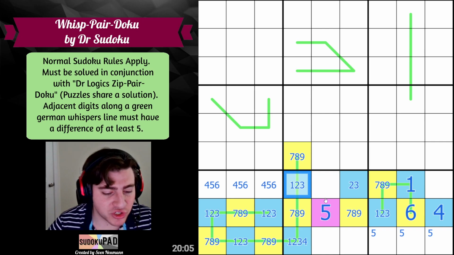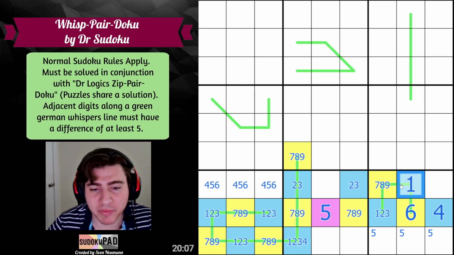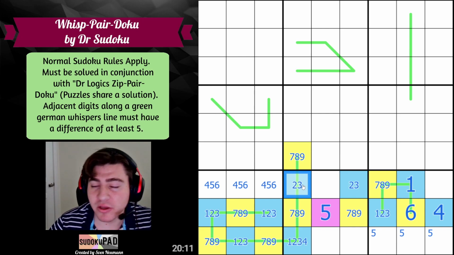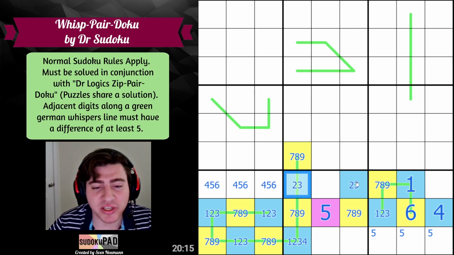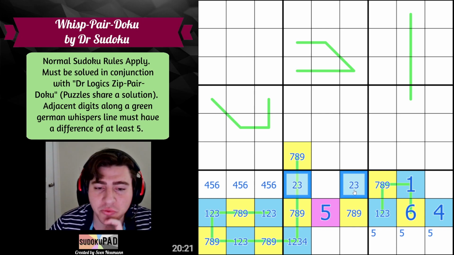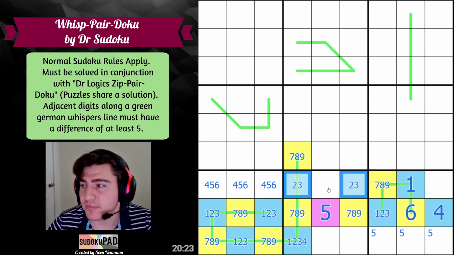Oh, actually, sorry, it's just 2, 3. My mistake. It's just 2, 3 because of the one we placed, right? You placed the one. So that actually helps. Cells 1 and 3 in box 8 are both from the set 2, 3. They're both 2, 3.